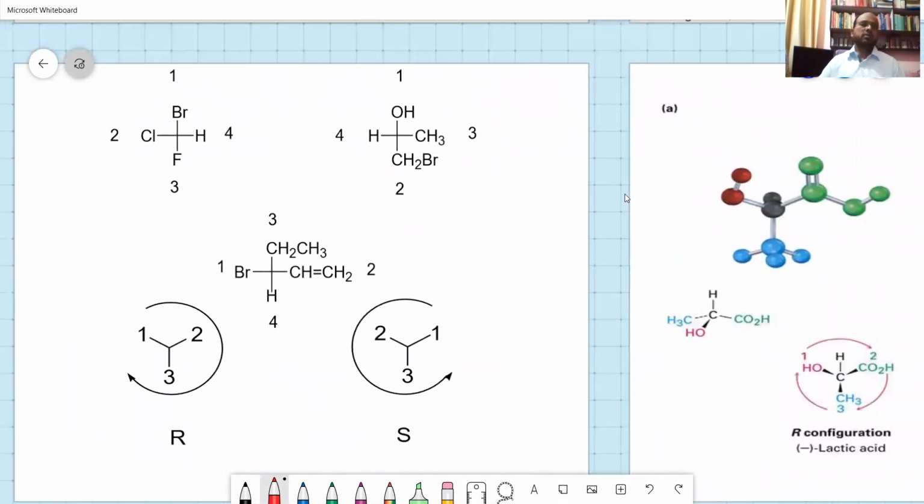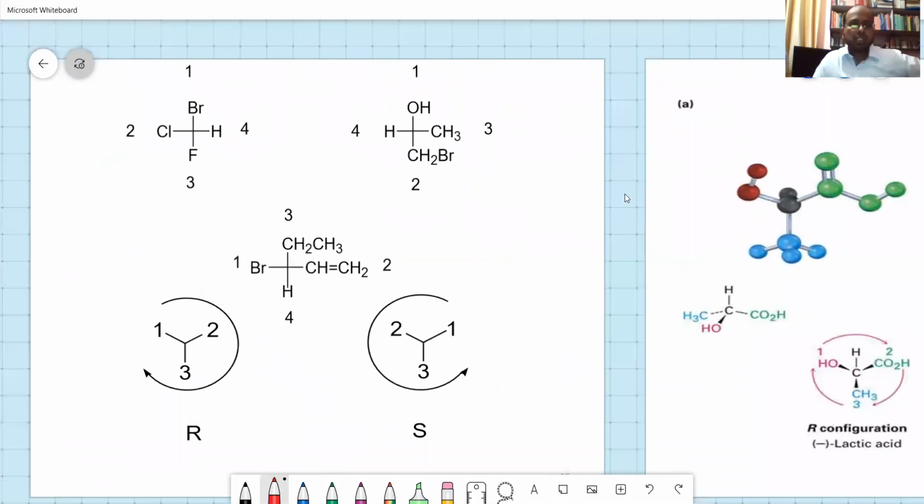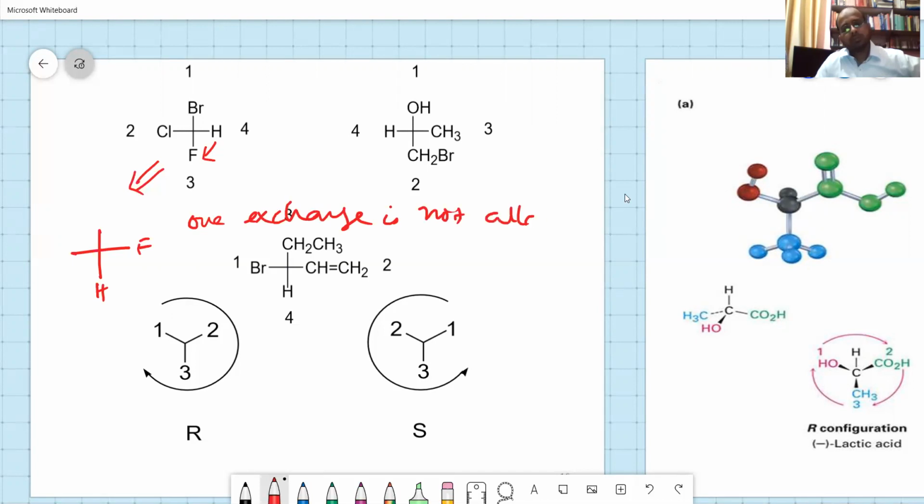I mean that some examples are given there. So we can see that here Br, Cl, H and F. Rather than going into this, I'll just put it here itself. H has to come down. Okay. So I'll draw this Fischer position. So put H and F here. One exchange is not allowed. So second exchange is this will go here and this will come here. So Br comes here, Cl goes there. So as a result, H can be lowest priority.